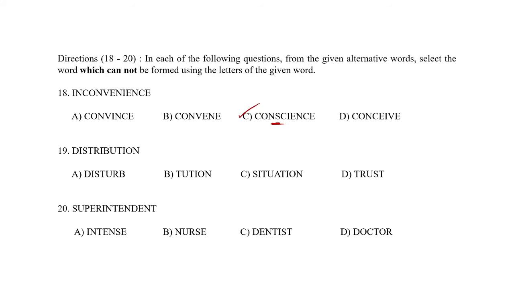Next, 19th one, distribution. Disturb, we can make disturb. Tuition, we can make tuition. And option C is situation. C, situation. There is a letter A. Is there any A in distribution? No. So answer is option C. 20th question, superintendent. Intense. We can make intense from this word. And nurse, okay. Dentist, okay. Next, doctor. There is no O in this word. So answer is doctor, option D.